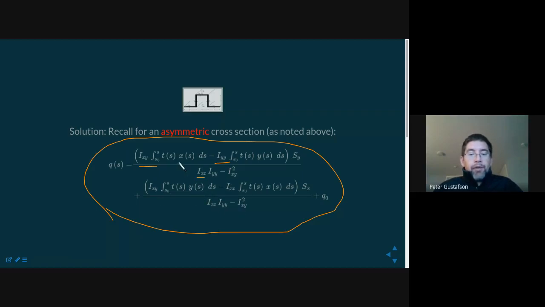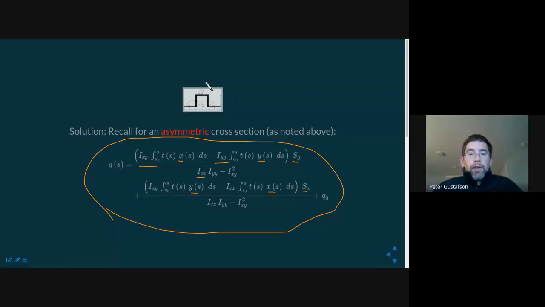And then we have geometric terms associated with where we are in the cross section, that is either X or Y measured relative to the centroid. And that shows up in two places, just multiplying different terms. And then last but not least, of course, there's the resultant shear on the whole cross section. That's shown up here, SY and SX.